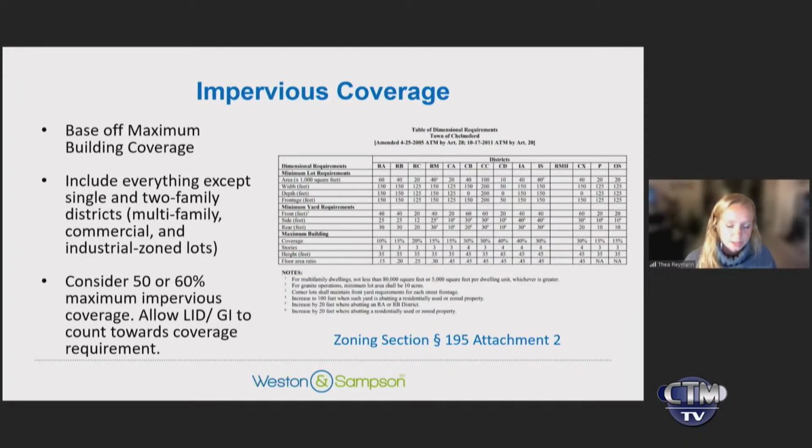It kind of depends how strict you'd want to be. But there are definitely examples in other communities with different ways to reach that goal of reducing impervious coverage, especially for redevelopment.